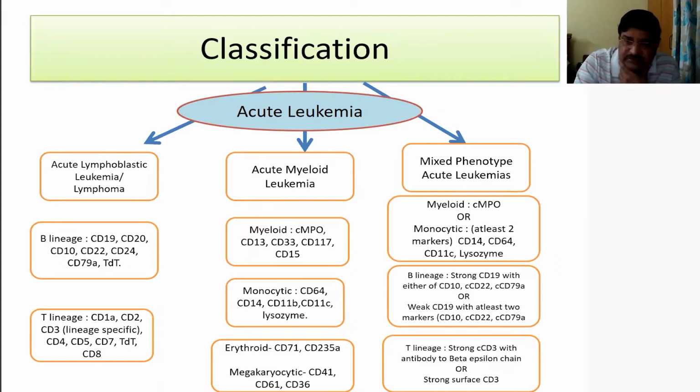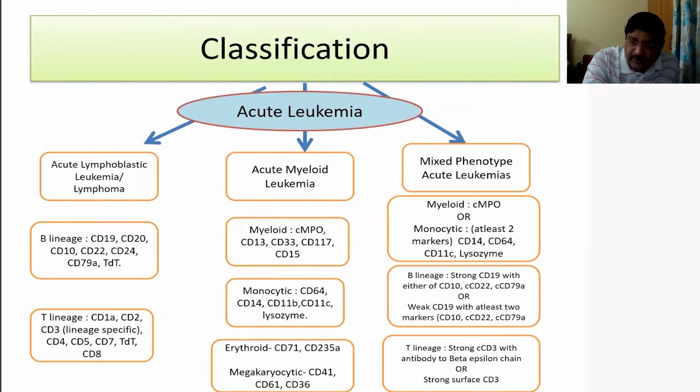You'll have a small subset of patients who will have mixed phenotypic acute leukemia, or you can say biphenotypic acute leukemia, or you can call it acute leukemia of ambiguous lineage, where you will have the markers either of myeloid and monocytic, or myeloid with B lineage markers or T lineage markers. So you can have B myeloid, you can have T myeloid, and you can have BT acute lymphoblastic leukemia because of the presence of both B and T markers.